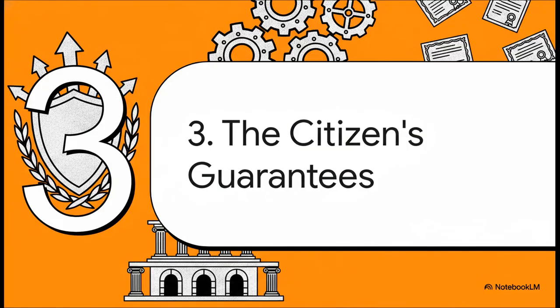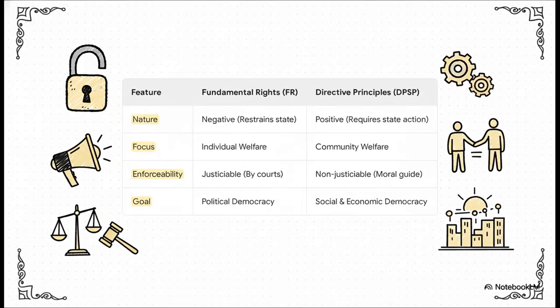Okay, so you have these lofty, beautiful ideals in the preamble. But how do you translate that into real, everyday practice? Well, the foundation of the relationship between you, the citizen, and the state is built on a system of clear, enforceable guarantees. Now this part is just brilliant. The Constitution creates this amazing balance. Think of it this way. Fundamental rights are your shield. They protect you by stopping the state from infringing on your liberties, like your freedom of speech. And crucially, they are legally enforceable. You can actually go to court to defend them.